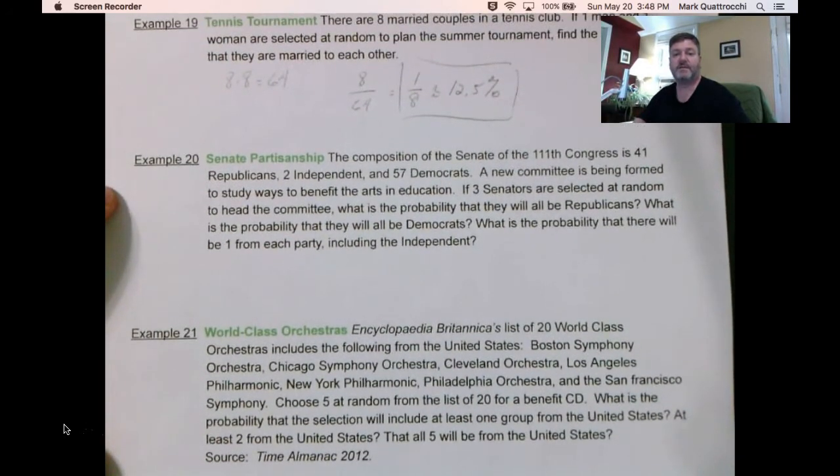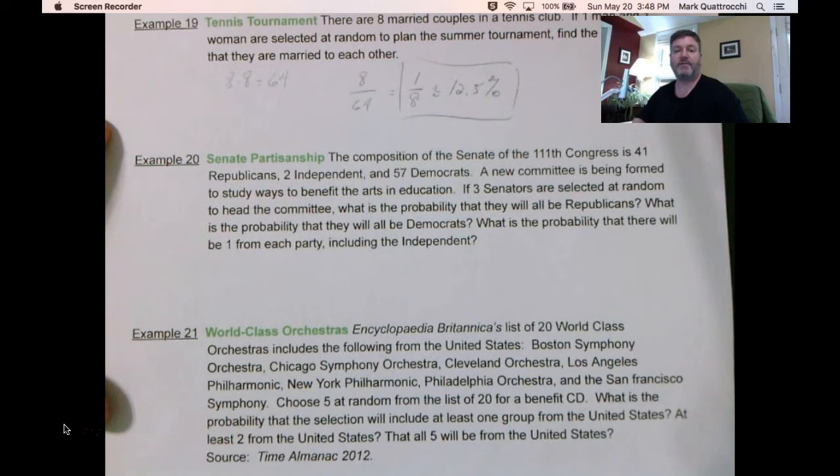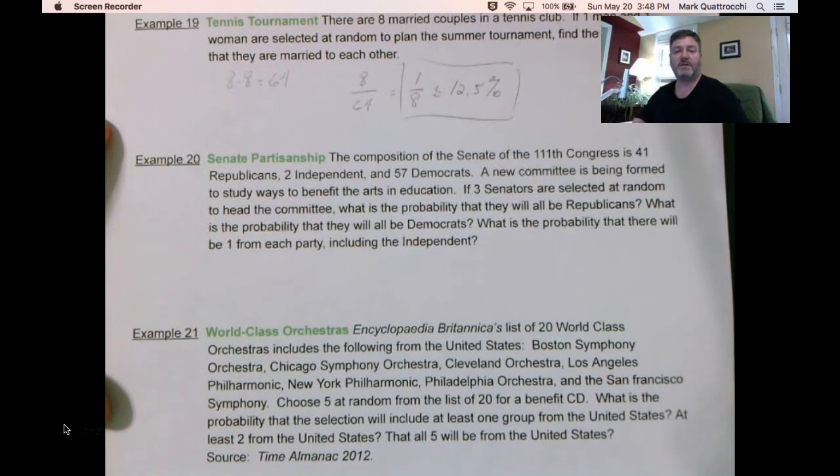The composition of the Senate of the 104th Congress is 41 Republicans, 2 Independents, and 57 Democrats. A new committee is being formed to study the ways to benefit the arts and education. If 3 senators are selected at random to head the committee, what is the probability that they will all be Republicans? What's the probability they will all be Democrats? What's the probability there will be one from each party, including the Independents?